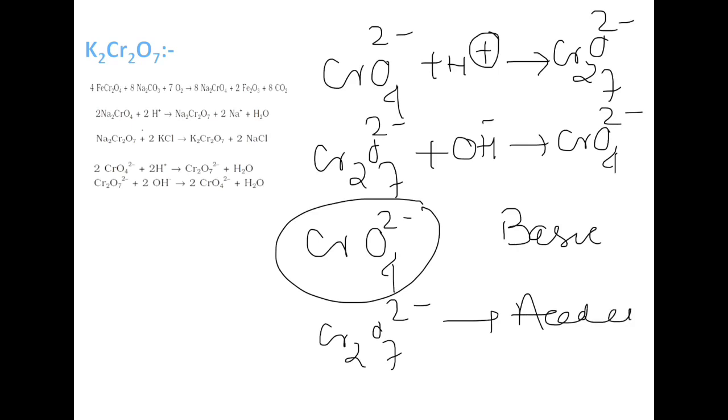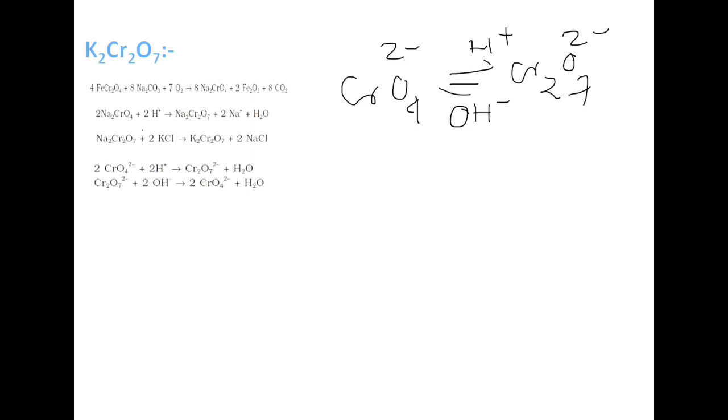If we use H plus, the reaction proceeds to dichromate form. If we use basic medium, the dichromate is converted to chromate. Acidic medium, chromate converts to dichromate. Basic medium, dichromate converts to chromate form. Look at here. In a basic medium, the chromate formula exists. In acidic medium, dichromate formula exists.